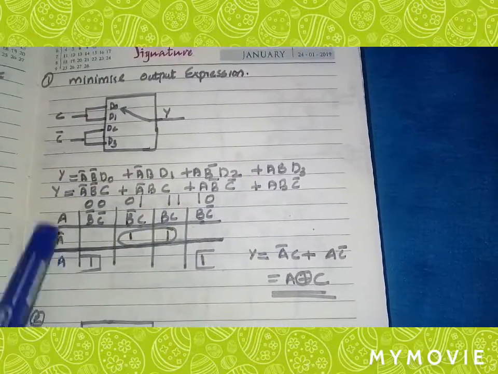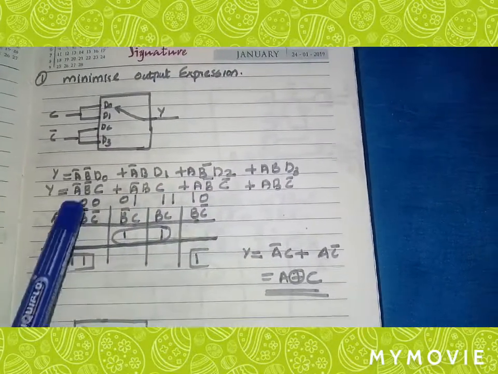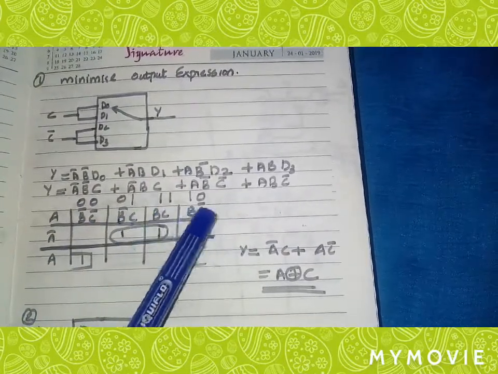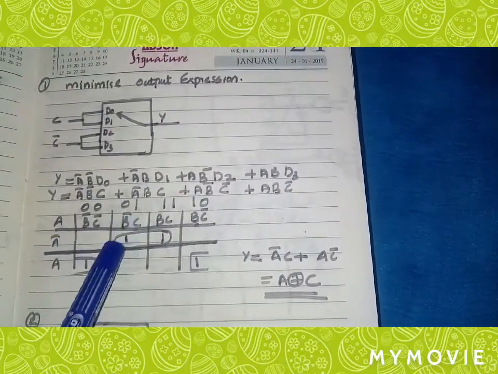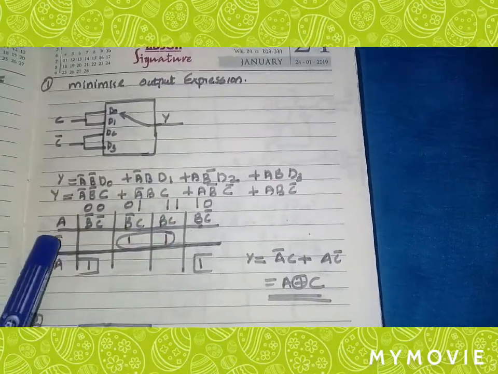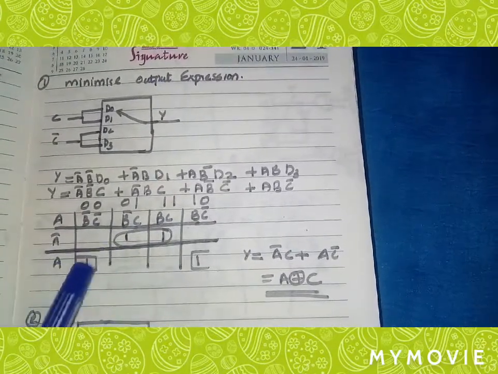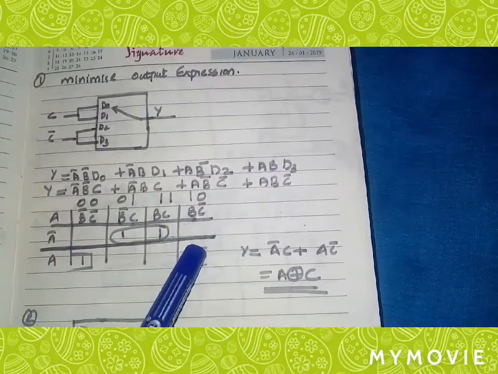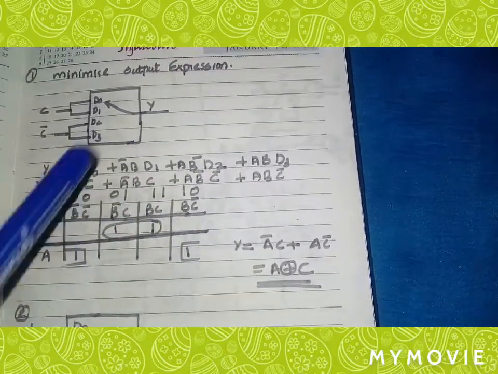So A here, BC here. 0 0, 0 1, 1 1, 1 0 are the general structure. So we get 0 0 as B bar C bar, B bar C, B C, B C bar. Just substitute: A bar B bar C means here 1. A bar B C, so here 1. A B bar C bar, so here 1. A B C bar, here 1. So we know that here there is a pair and here also a pair by wrapping.